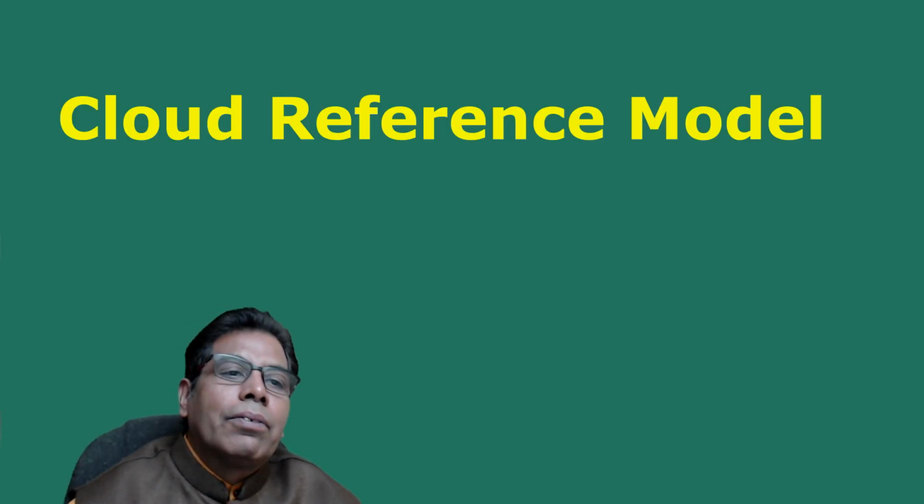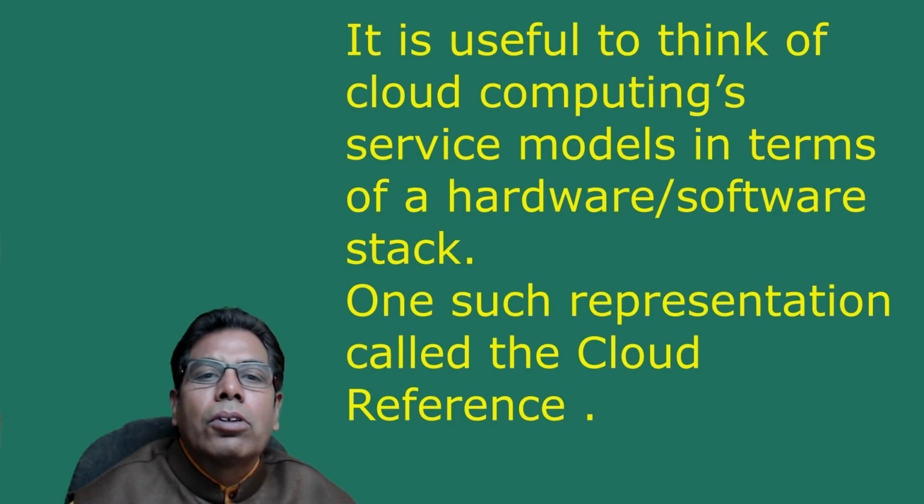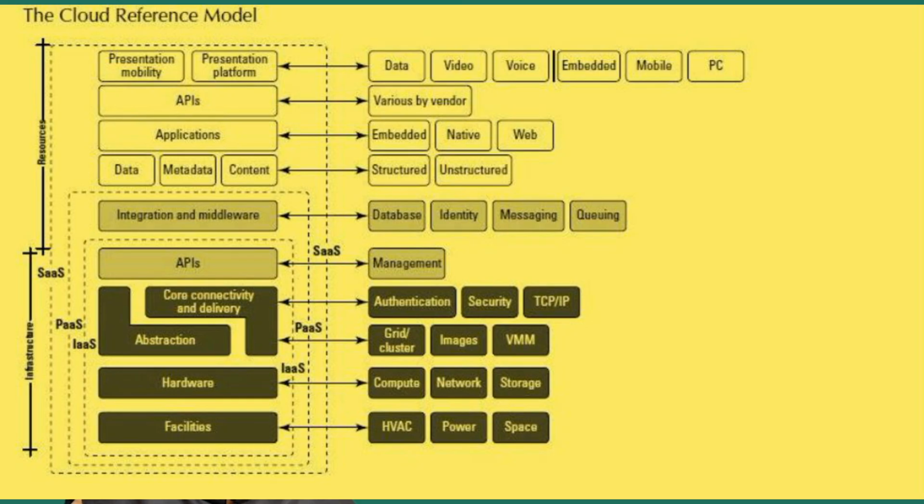Let us go to the cloud reference model. Now it is useful to think of the cloud computing service model in terms of a hardware software stack. So one such representation is called the cloud reference model. Now this is shown in the figure. Here you can see at the bottom of the stack is the hardware or infrastructure that comprises the network. So all the hardware will be put at the bottom. Here we have the compute, network, storage, HVAC, power, space, VMM, images, then grid cluster, authentication, security. All these are part of the hardware and other things.